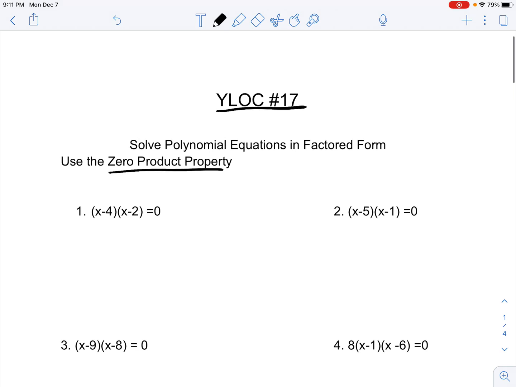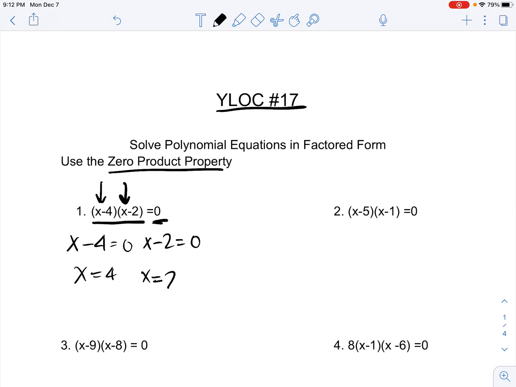For the zero product property, what we're going to be doing is basically it's just telling you that if you have this and it equals 0, then that means that this component and this component both will equal 0. So, that means that x minus 4 is equal to 0 and x minus 2 is equal to 0 as well. X is equal to 4 and x is equal to 2. And that is your answer.